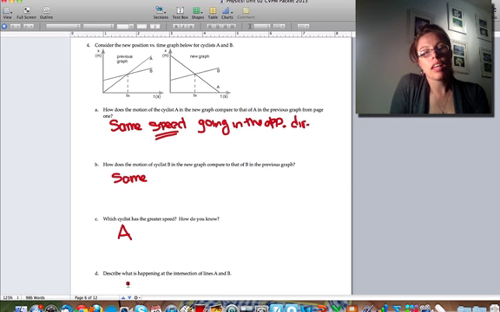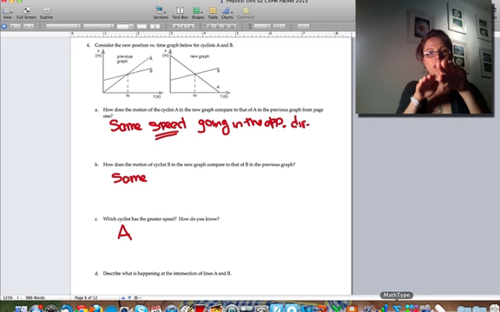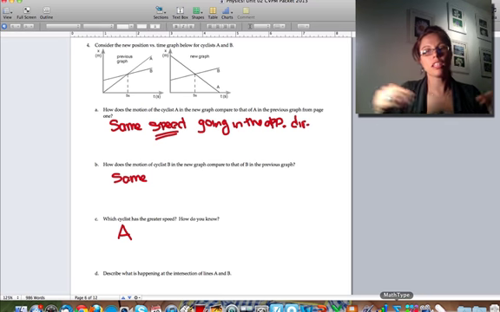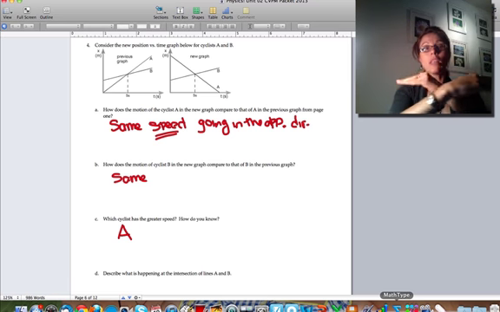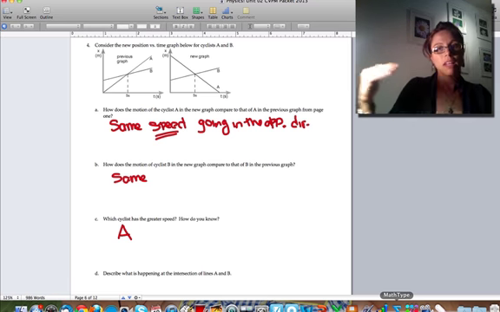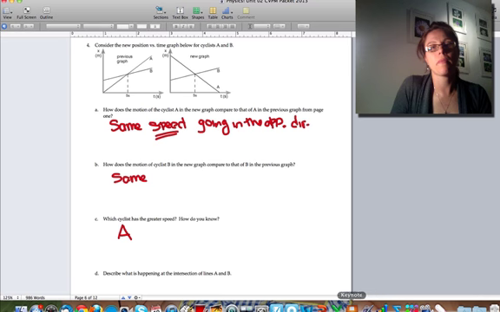What is happening at the intersections of A and B? Well, you can't really say A is passing B because the cars are going in opposite directions. But you could say that they cross each other, like passing each other in opposite directions. So B is going this way, A is going this way, and they pass each other. So you could say it's passing B in opposite directions.